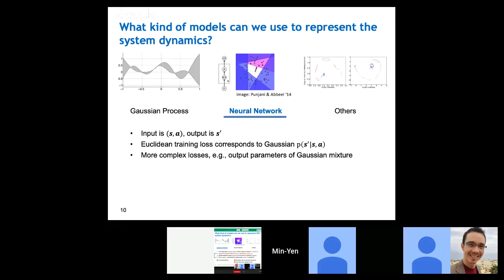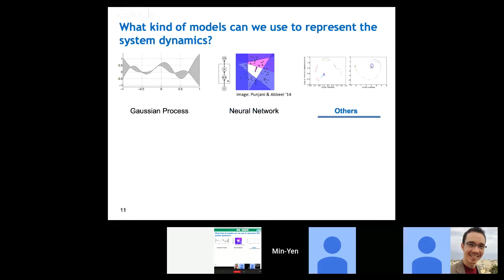In contrast, for neural networks, we use a Euclidean training loss to train the network itself. The input will be the state action pair, and the output is the observation. It's good because it can model more complex losses as well. The advantage is it's very expressive, and it has the power to use a lot of data. But at the same time, it's not good when the data size is small, because it tends to be a data hungry model. It's quite complex.